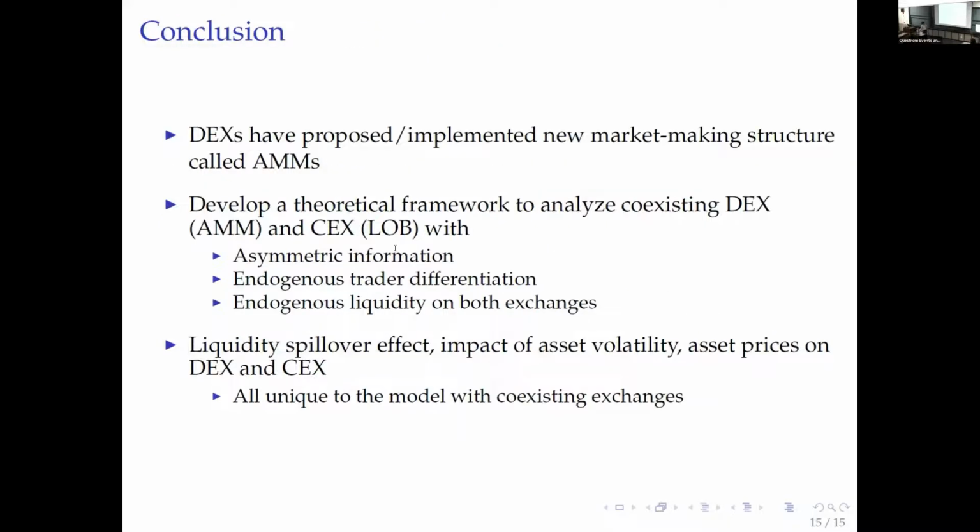Okay, so here's the conclusion. The decentralized exchange proposes a new market making structure, automated market makers, and we provide a theoretical framework that analyzes the coexisting DX automated market and centralized limit market. Because of the endogenous CX as well as the endogenous platform choice by traders, we can provide some novel implications. Okay, I think it's just time. Thanks so much. Thank you.